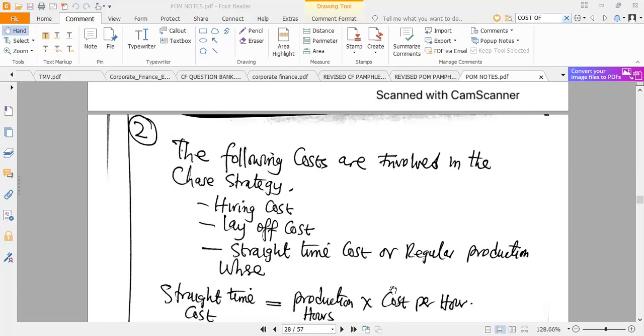The straight time cost is also called regular production cost. So there are three major costs of the chase strategy: hiring cost, layoff cost, and the regular production cost. Only these three are the ones that you're supposed to look at in the exam or in the question paper for every question that comes on aggregate planning.